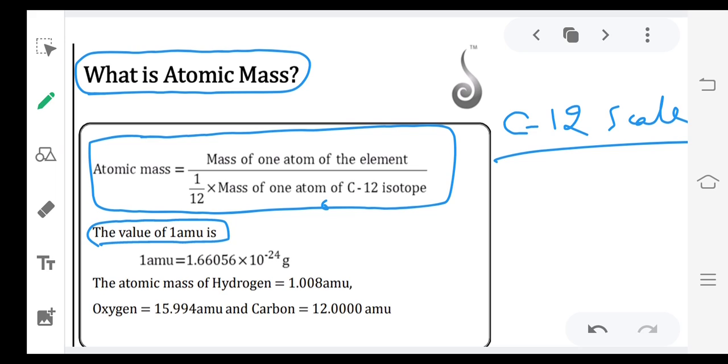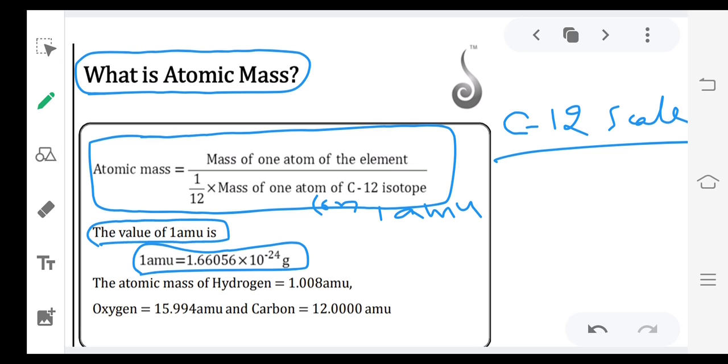So we can say 1/12th mass of carbon-12 isotope, or we can write 1 AMU. 1 AMU means atomic mass unit. 1 AMU equals 1.66 into 10 power minus 24 grams.